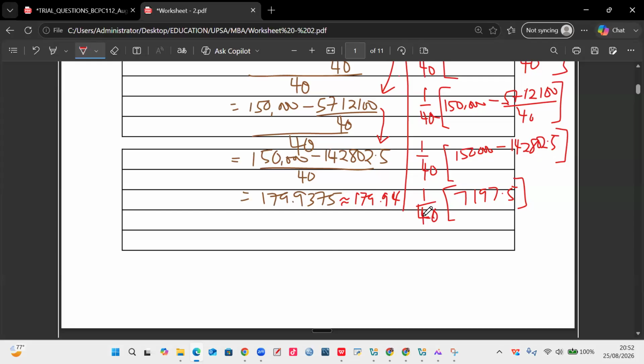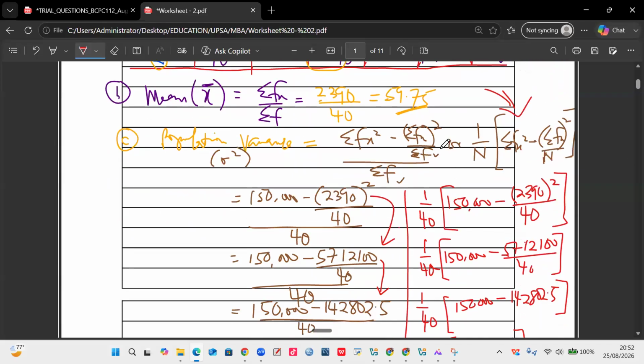1 over 40 times into bracket 7197.5. Now press equals. What do we have? 179.9375. It's approximately 179.94. So in the event the formula sheet gave you the second one, this is how you do it. If it's the first one, this is how you do it. Are we good?